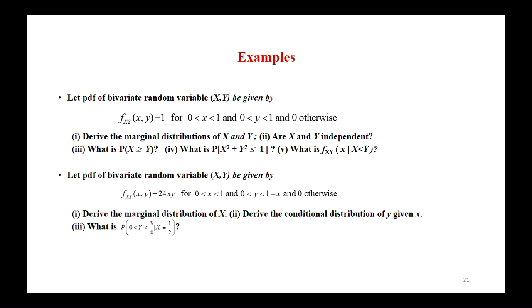So in this example, we have a joint distribution uniform on the unit square. X and Y lie between 0 and 1, and the density is 1 everywhere on that square, and 0 everywhere else. We're going to compute the marginals. We're going to ask, are they independent? We're going to compute the probability that X is larger than Y. We're going to compute the probability that X squared plus Y squared is less than 1. And we're going to compute the distribution conditional on X being smaller than Y. All right, so let me go to my cam. So part 1, we're going to derive the marginals. That might be as far as we get.